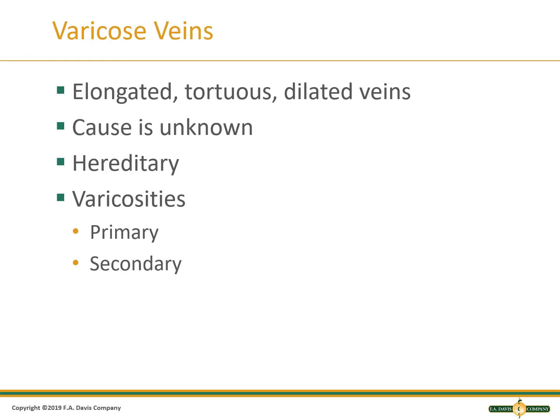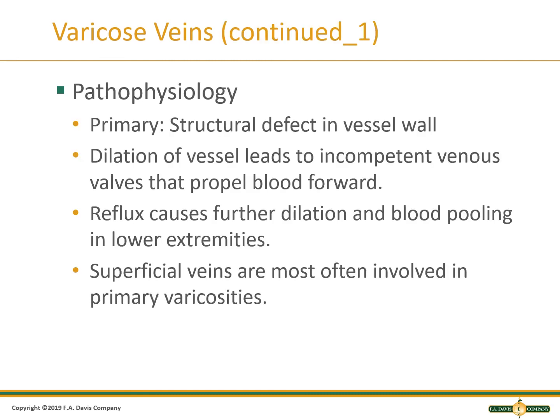Now we are going to learn about varicose veins. Varicose veins are elongated, tortuous, dilated veins. The cause is unknown, however, we think heredity is involved. There are two types of varicosities, primary and secondary. Primary varicosities are caused by a structural defect in the vessel wall.